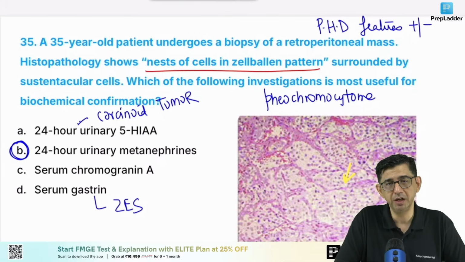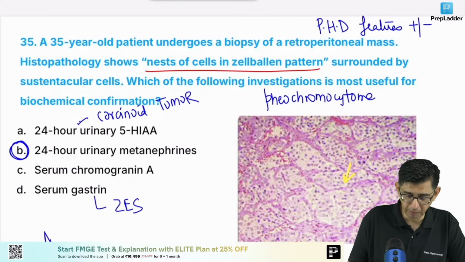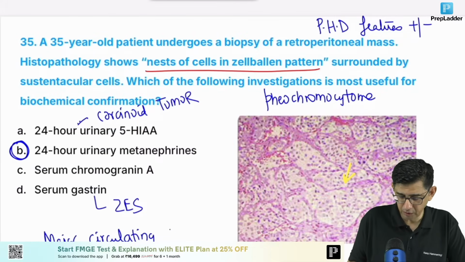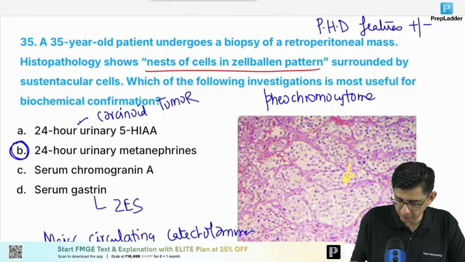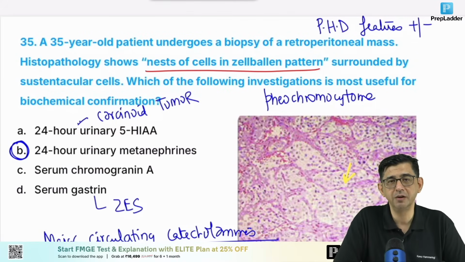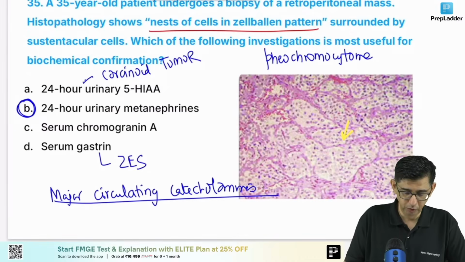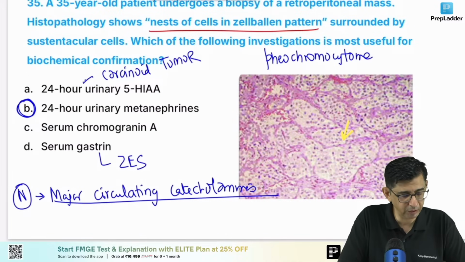Quick comment in the chat box. In a normal person, what is the major circulating catecholamine in your and my body? Is it epinephrine or is it norepinephrine? In a normal person like you and me, the major circulating catecholamine is, and I want you to set the comment buttons on fire, normal person, not talking about pheochromocytoma. Normal person, major circulating catecholamine.